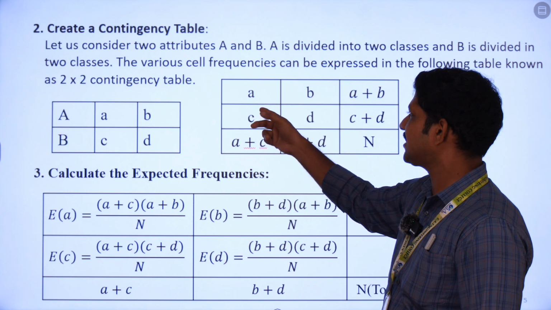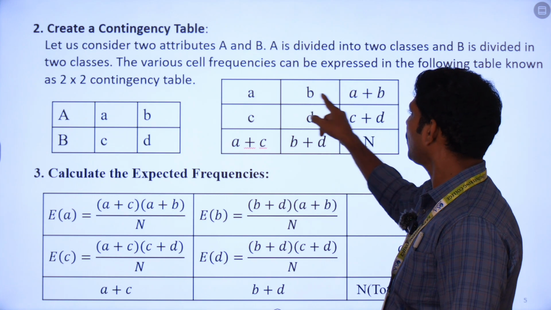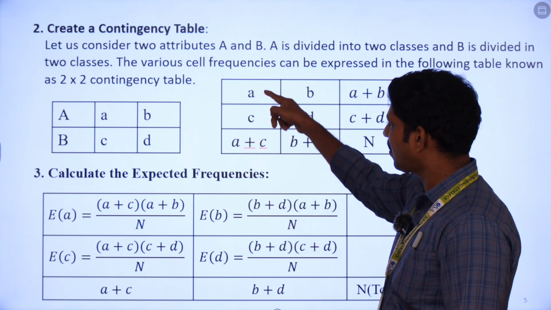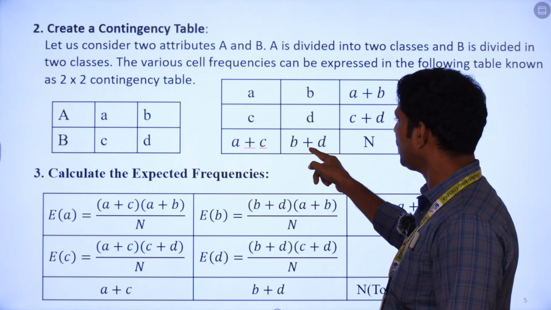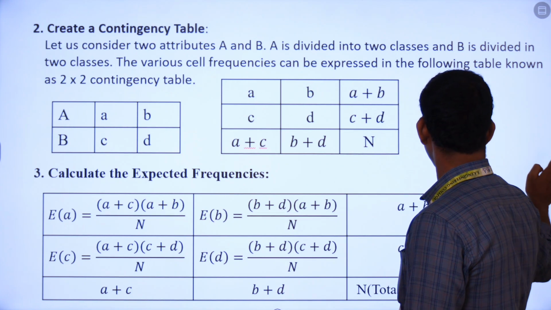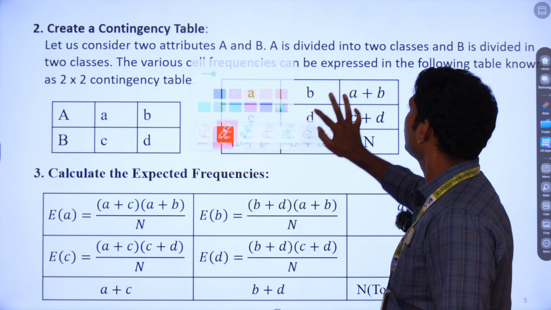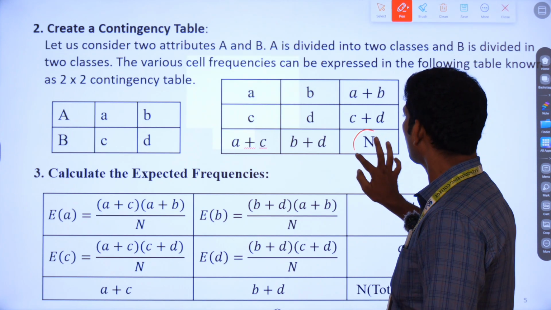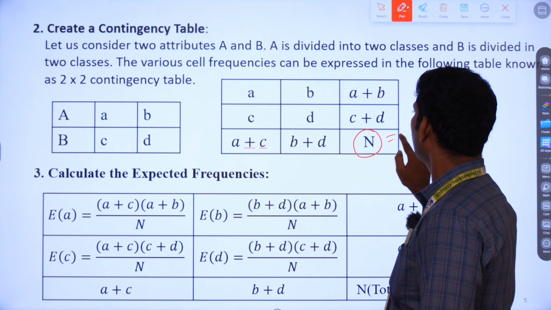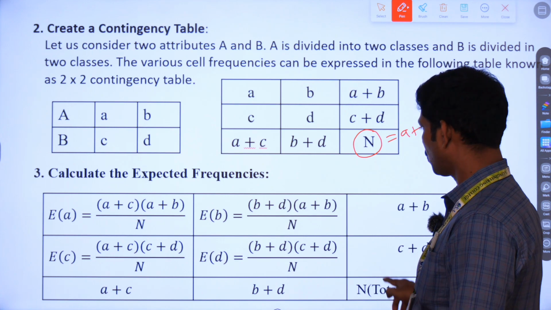So next, the next step. Okay, so for A and B, the row total is A plus B, and for the other row, the row total is C plus D, as well as the column totals A plus C and B plus D. Capital N is nothing but the total frequency, which is the sum of all the values, A plus B plus C plus D. It is called the total frequency.